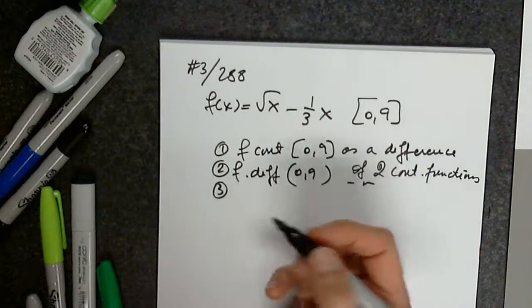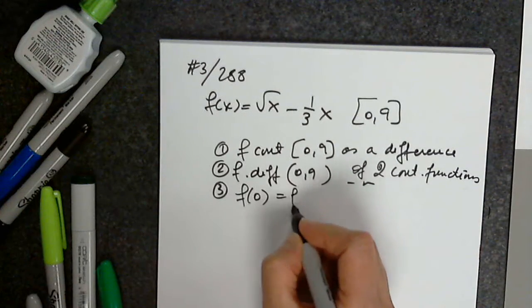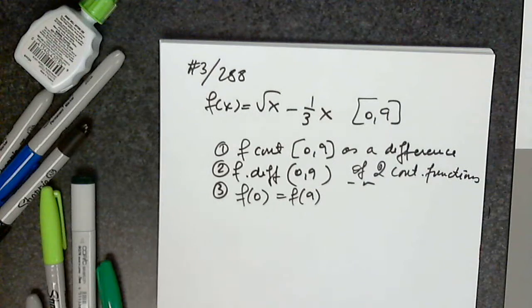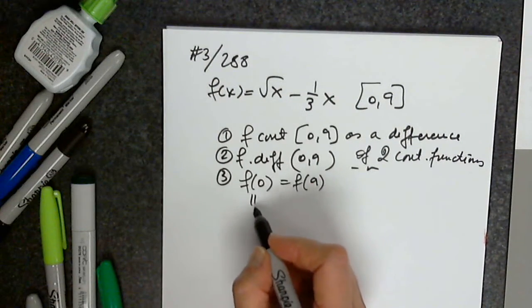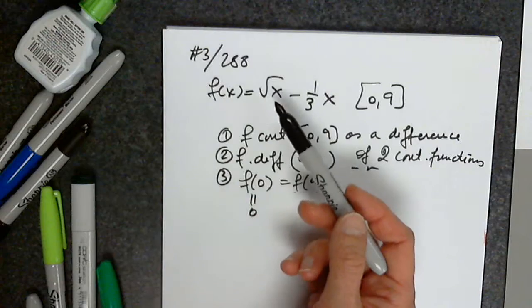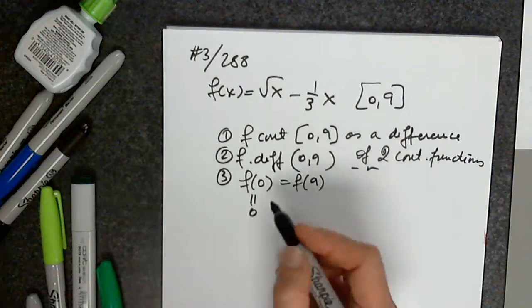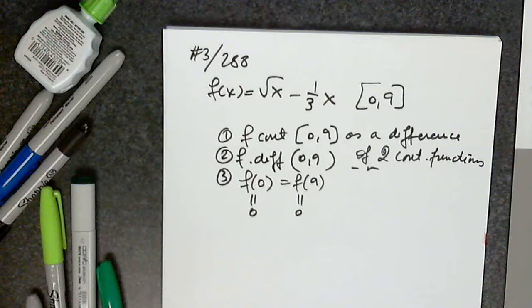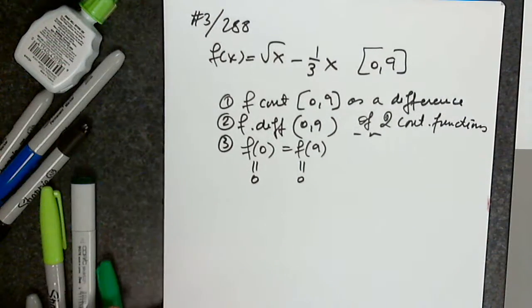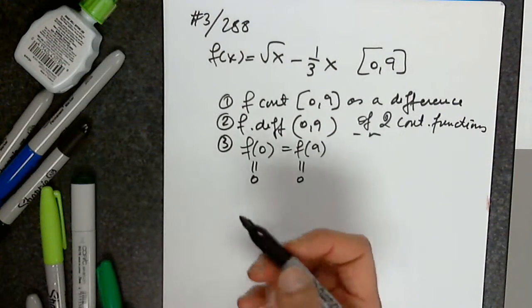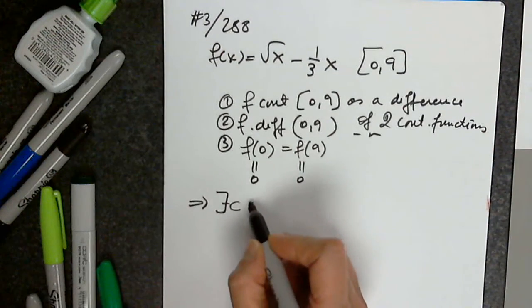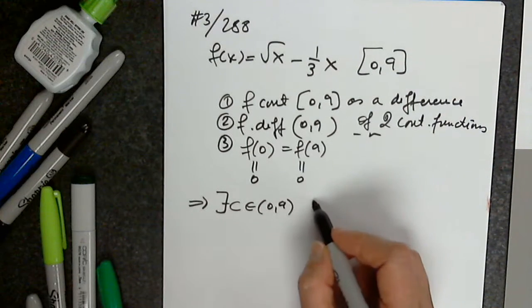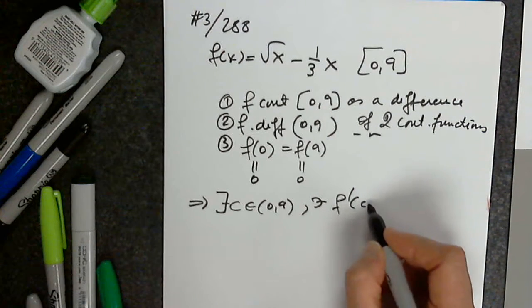And the last condition I have to check is that f of 0 equals f of 9. If f of 0 does not equal f of 9, Rolle's theorem is not applicable in this case. So when I try to find f of 0, that is 0. When I try to find f of 9, I have 3 minus 3, which is 0. So all three conditions are fulfilled. Then we'll say, therefore, there exists by Rolle's theorem a c in the interval 0, 9 such that f prime of c is 0.